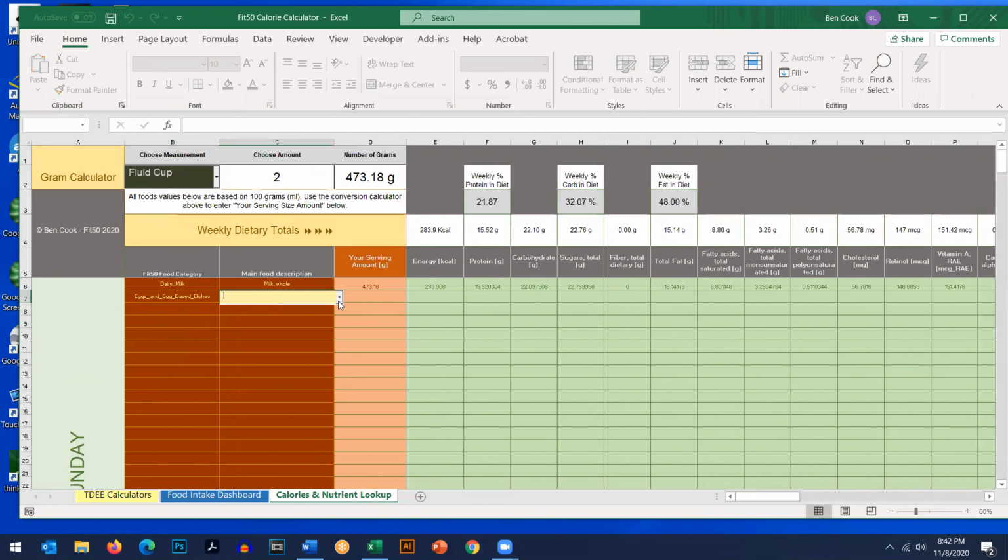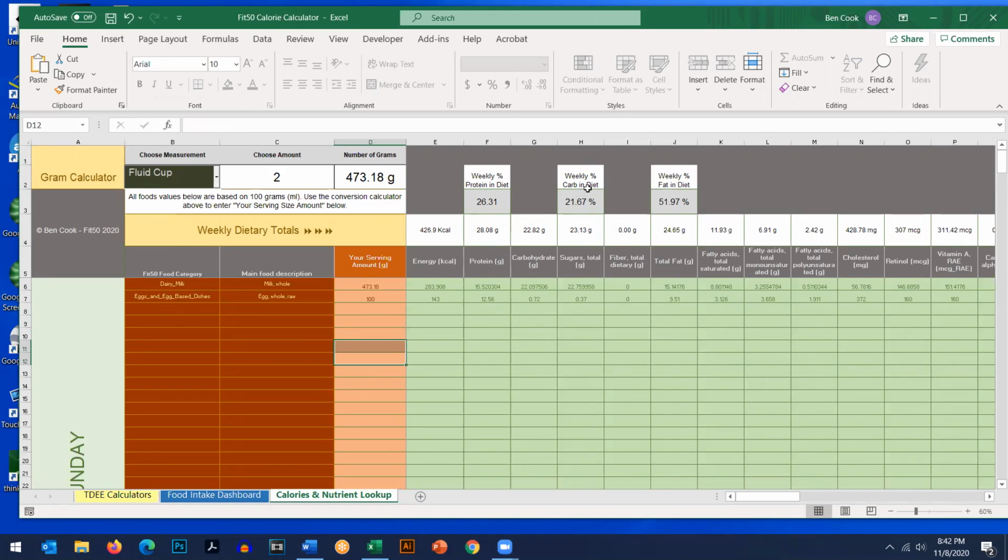And maybe I wanted to get some eggs with that. And so I come over here and I put in raw egg, and how many grams did I have? Well, I had to weigh that, and maybe I had 100 grams of eggs, and altogether, this is my caloric intake for breakfast, 426 calories. And there's my percentages.